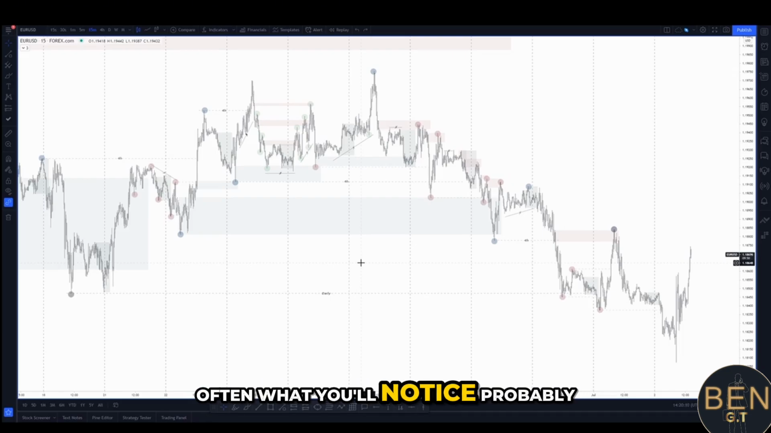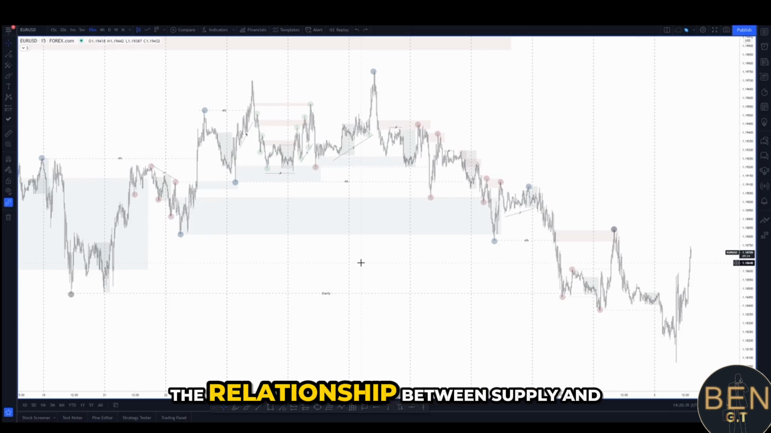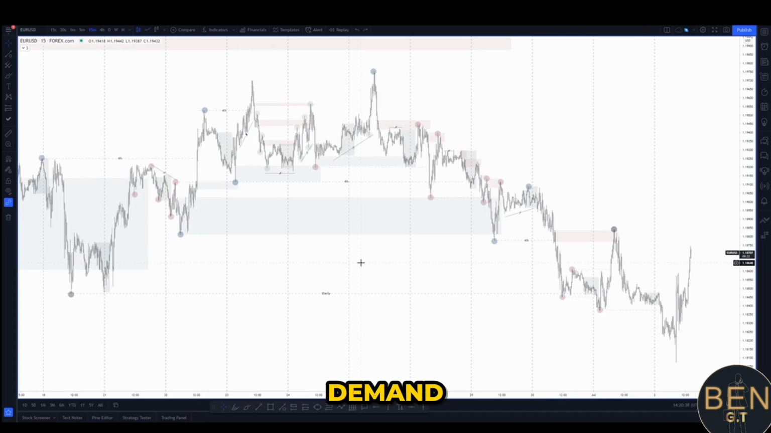Often what you'll notice, probably in previous ways, especially if you have traded supply and demand before, is that you're very good at picking supply and demand zones, and you probably found this through your back testing, but often you're picking the wrong ones, in that you might get an initial reaction, but price never follows through, and you seemingly seem to be on the wrong side of the trend all of the time, or most of the time. When we start to integrate market structure, the relationship between supply and demand and market structure, that's when the light bulbs really start to come on.